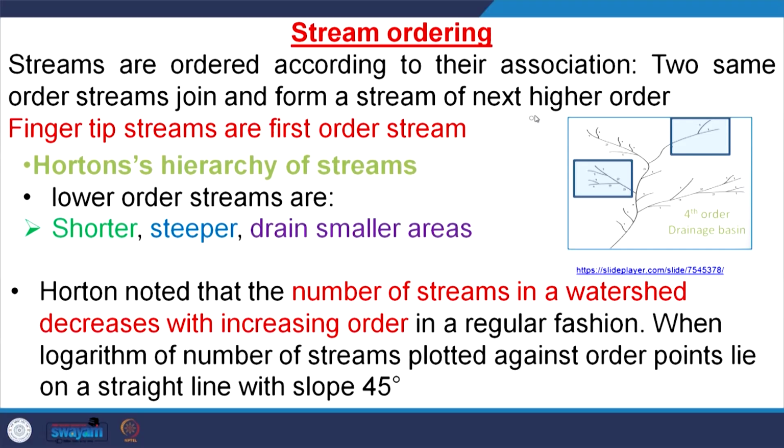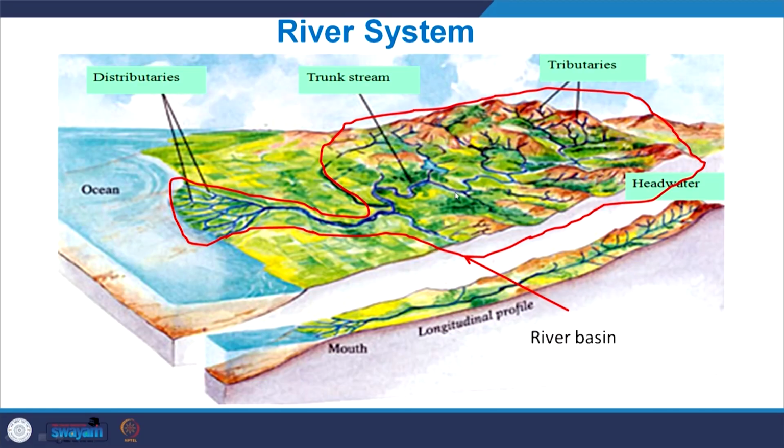We will also look at the different geological features, the depositional features and erosional features, associated with the river's journey from mouth to head. If you see this figure, this is a complete model of a river basin, and these are the tributaries, and this is the trunk river, and finally these are the distributaries.